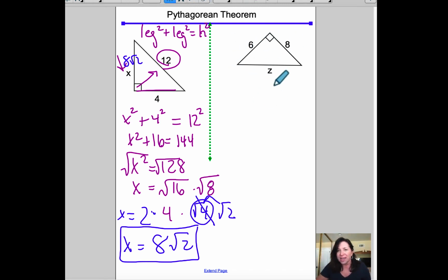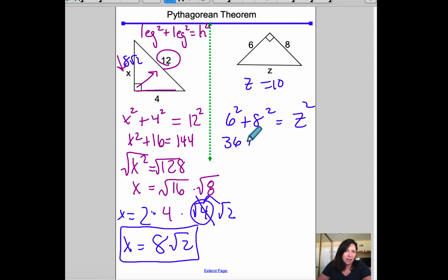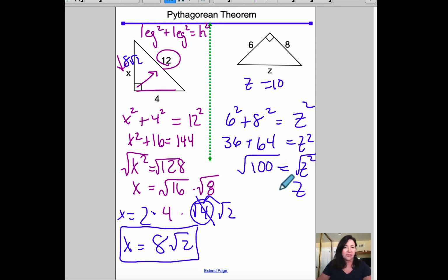You've got 6, 8, 10. But if you forgot to recognize that that's a 6, 8, 10 triangle, then you absolutely can use the Pythagorean theorem. You're going to go leg squared plus leg squared is equal to the hypotenuse squared. 6 squared is 36, 8 squared is 64, is equal to z squared. So you have z squared is equal to 100. You're going to square root both sides, and you get z is equal to 10. And that's what z is.